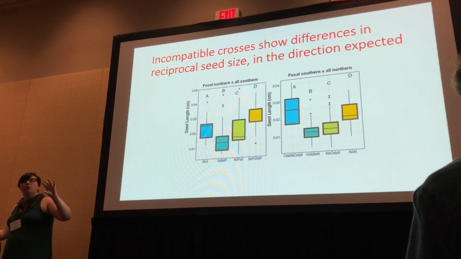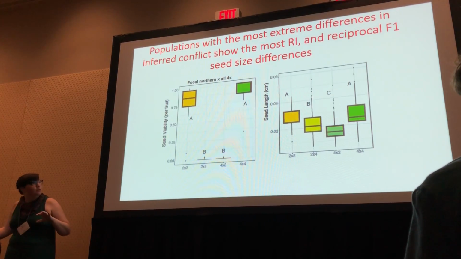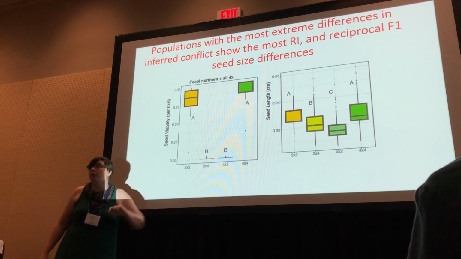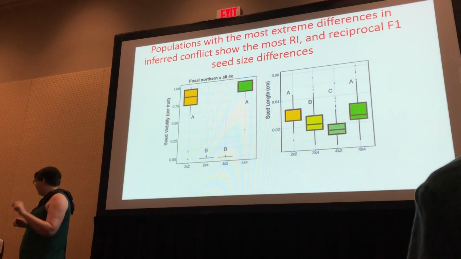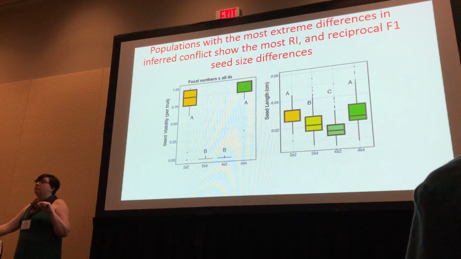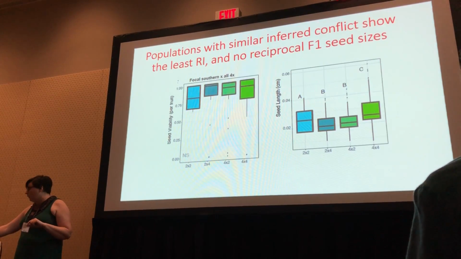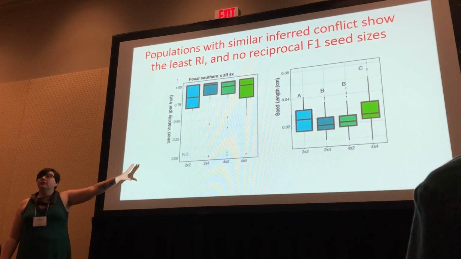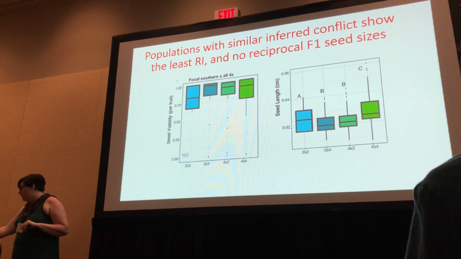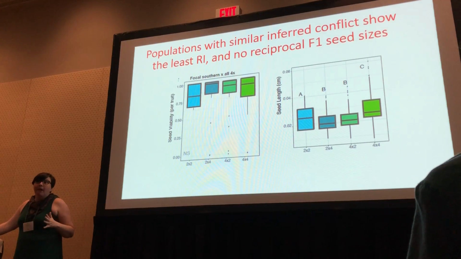If you take that focal northern population and cross it to tetraploids, again, 100% hybrid seed viability, again, reciprocal F1 seed size differences in the direction we expect from conflict. But if you take that focal population from the south and cross it to tetraploids, there's no hybrid seed viability, there's no reciprocal F1 seed size differences.